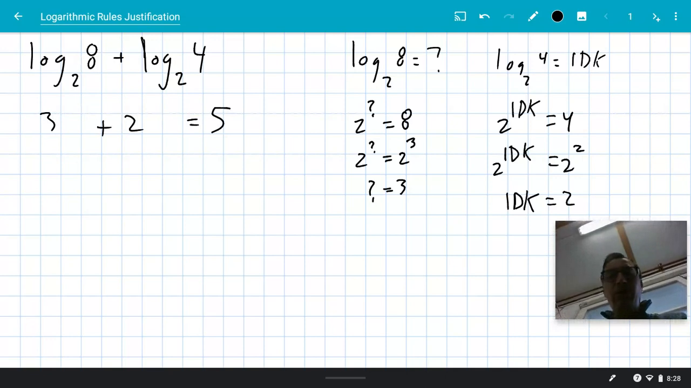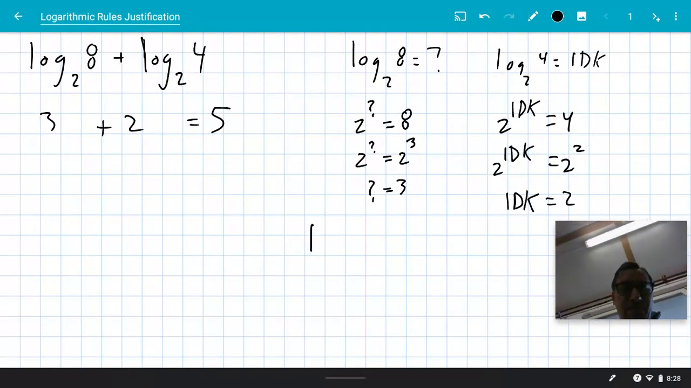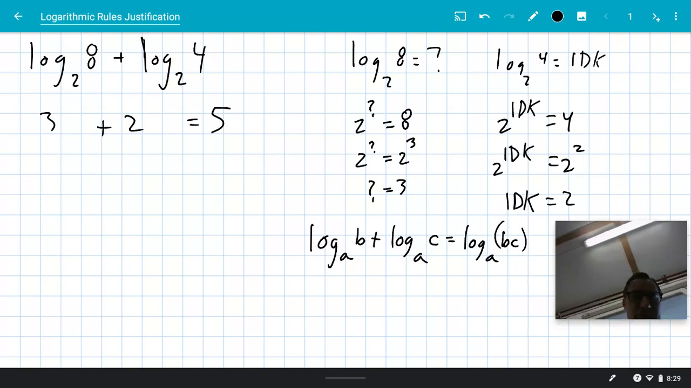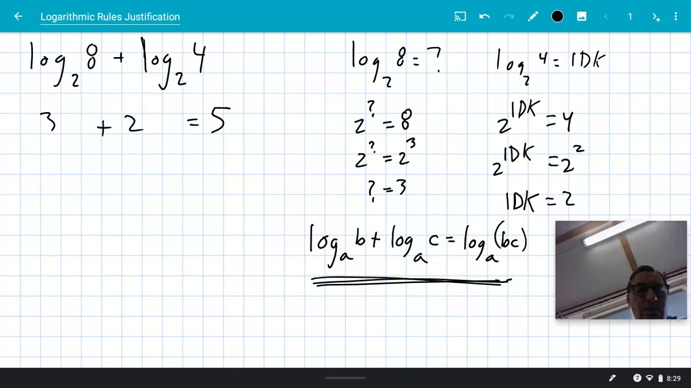No big deal. But if we use the log rules, remember that log base A of B plus log base A of C equals log base A of B times C, right? Does that make sense? So let's take a look at that rule and apply it to the original. Let's say that we don't evaluate each one individually and just apply this rule to the original problem. Pause the video and see if you can do that.